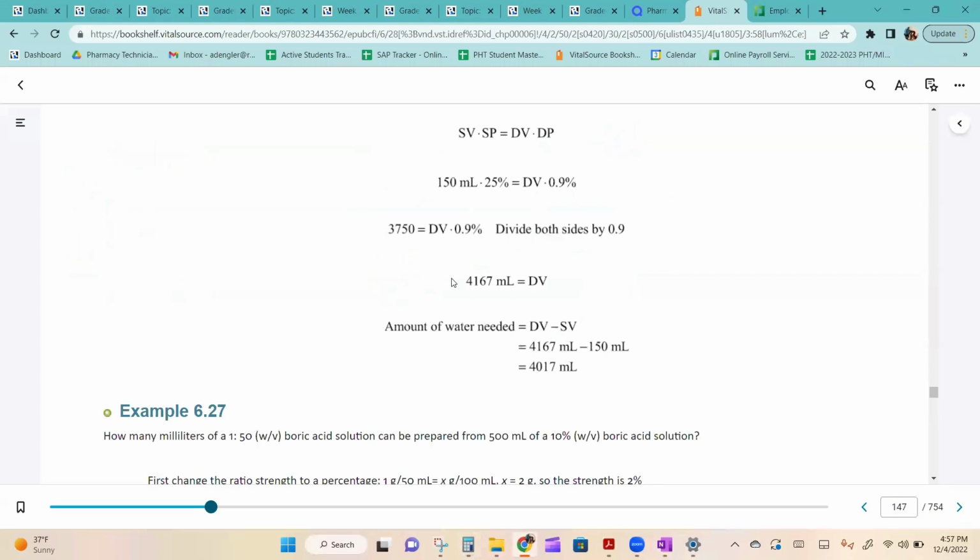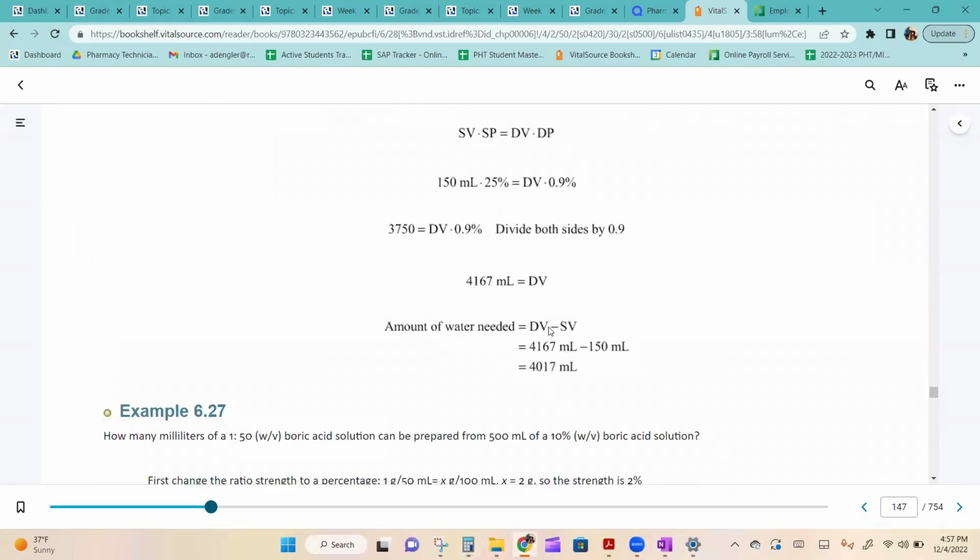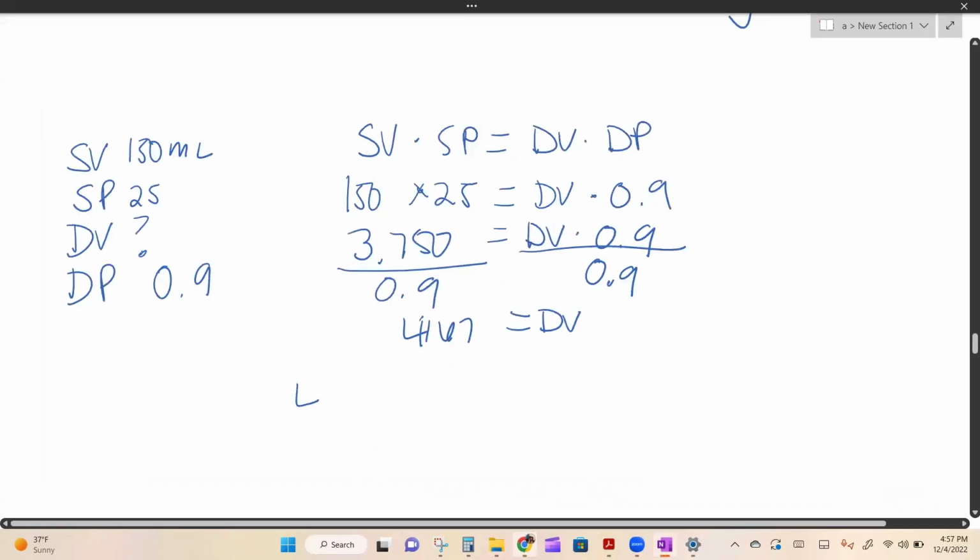Now, the next step is to do the amount of water needed. So that's going to be dV minus SV. So the dV is what we just figured out, 4,167 ml.